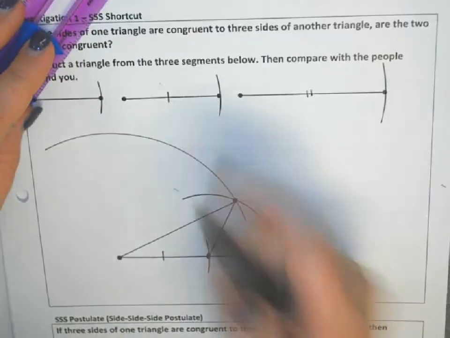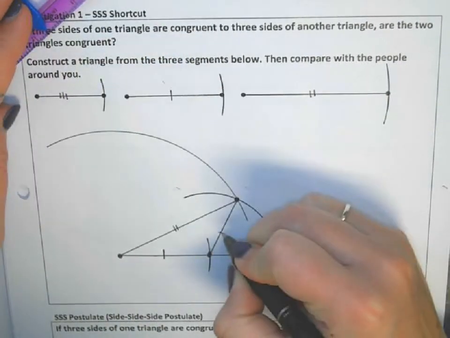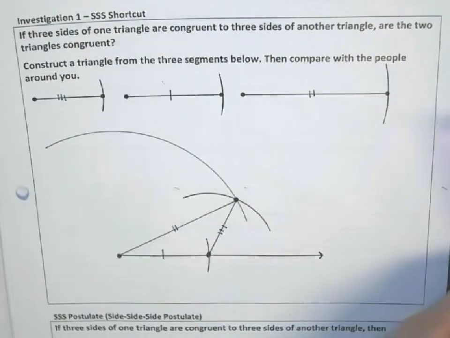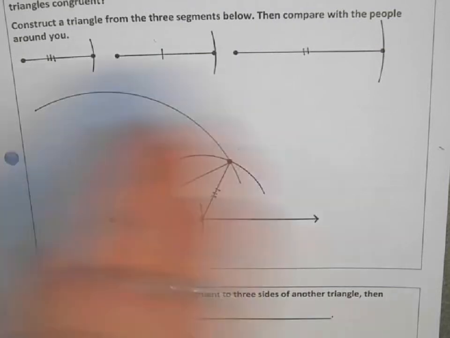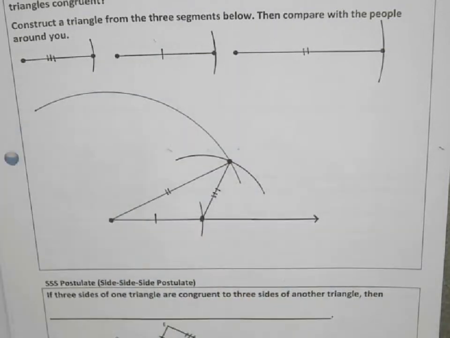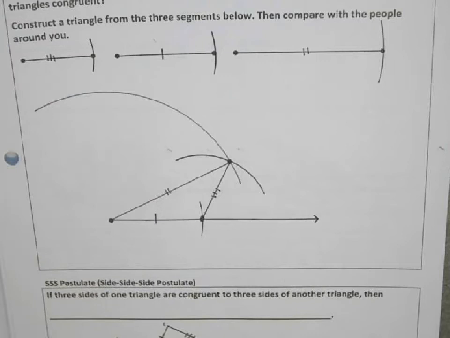This one matched with that one. Now everybody constructed one triangle. They might be moved around a little bit, but I don't see another way I could have constructed that other than if I started differently. So look at your neighbors. Look at the person behind you or the person in front of you. Look at your triangle compared to theirs.